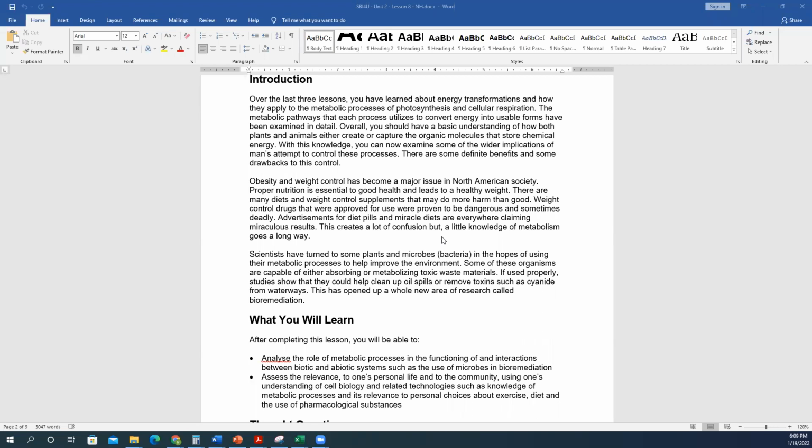Some weight control drugs that were previously approved for use have now been shown to be dangerous and sometimes even deadly. There are advertisements going on all the time for diet pills and miracle diets, really everywhere, and they claim to give miraculous results, but ultimately this creates quite a lot of confusion. But a little bit of knowledge of metabolism will help people to sort their way through this kind of information.